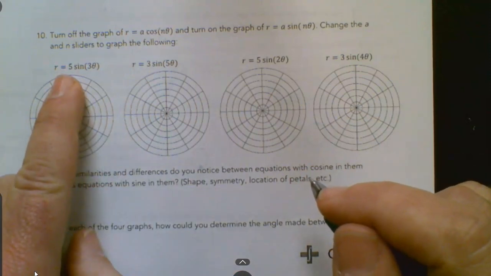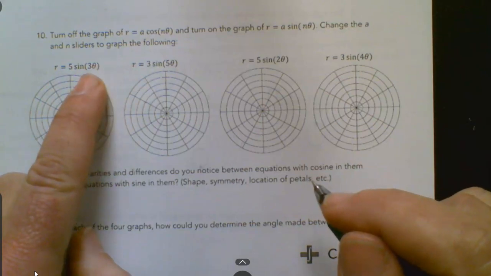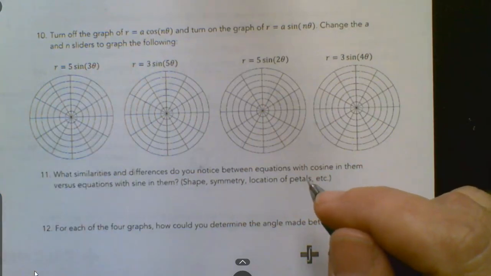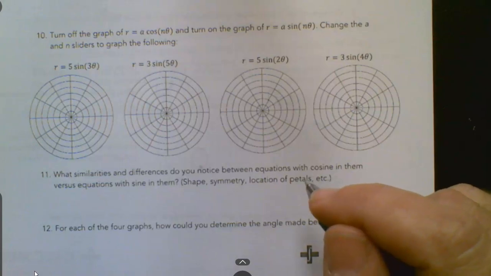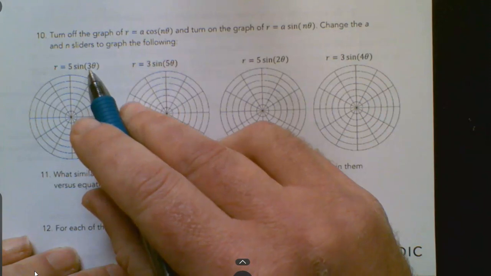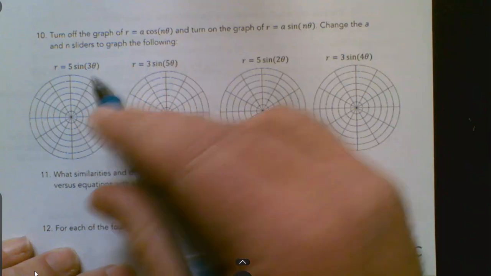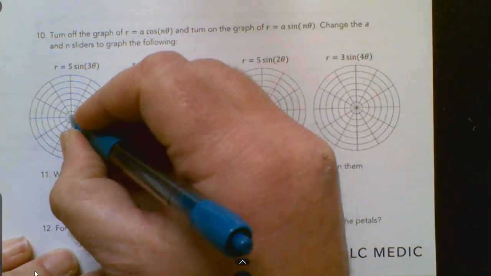Still good to know that my radius is 5, or the end of the petal is 5. I have 3 of them. All that stuff is still true. But where would this one start? If you plugged in a 0 for theta, well, what is the sine of 0? It would be 0. So this one actually starts here.